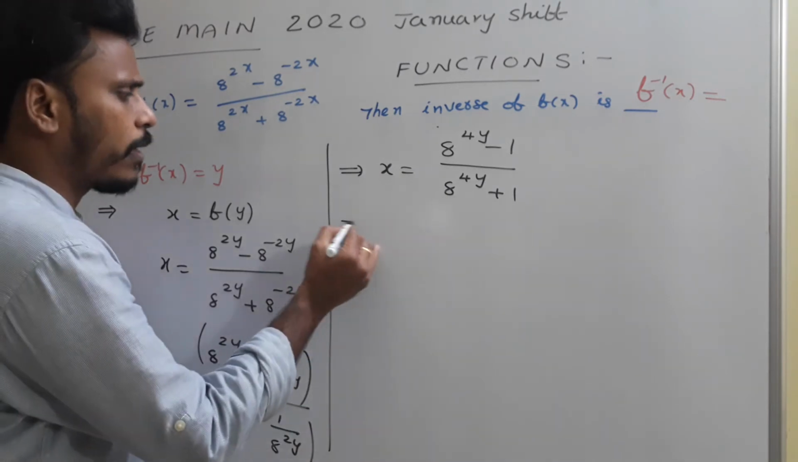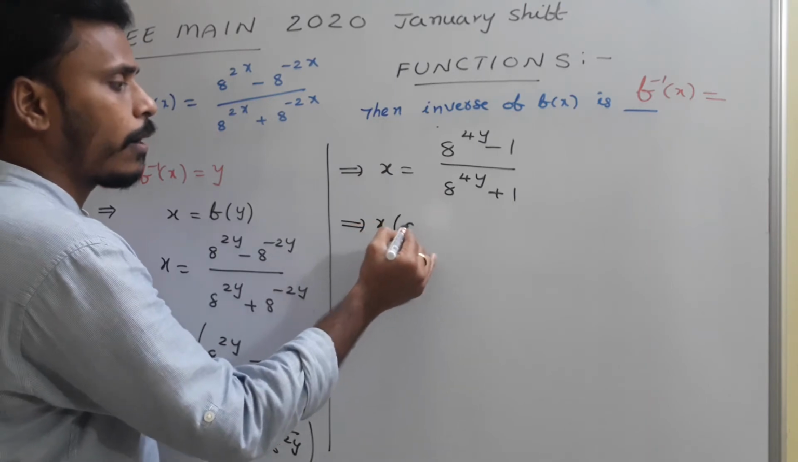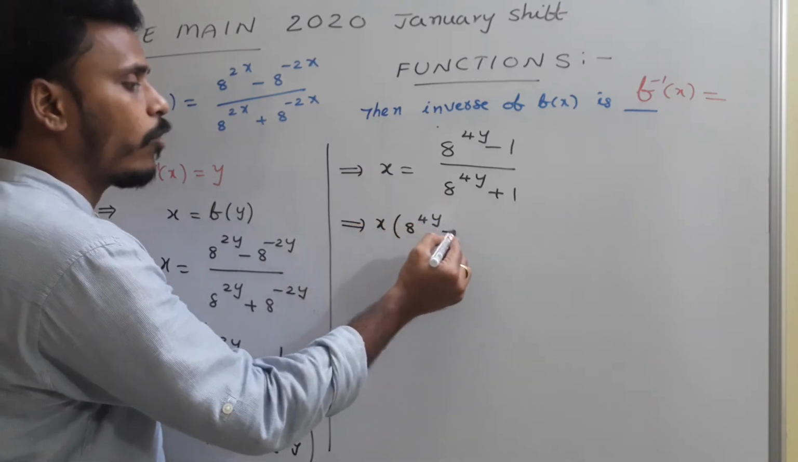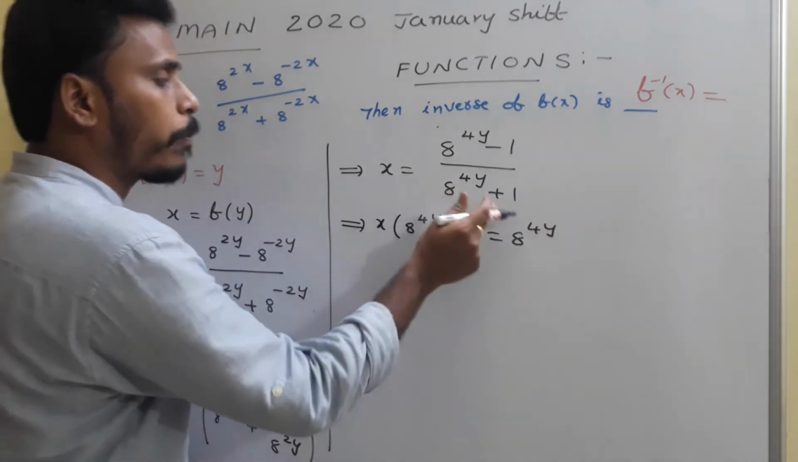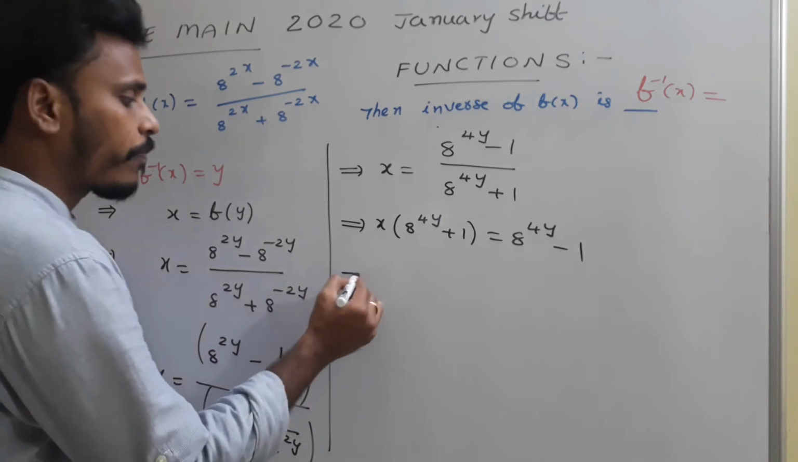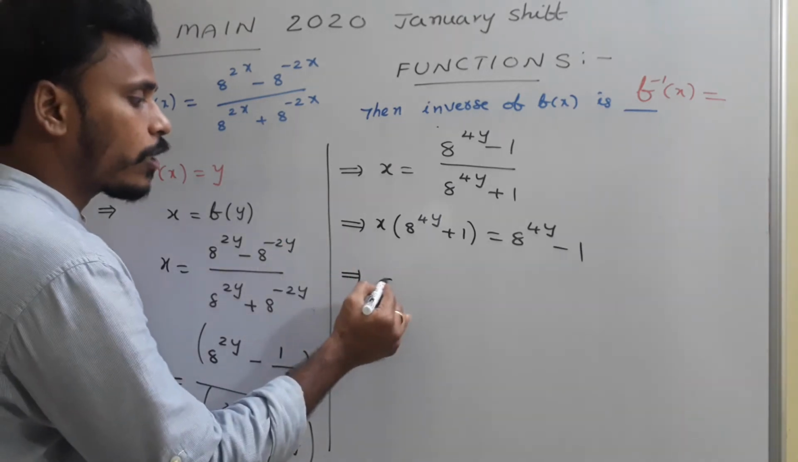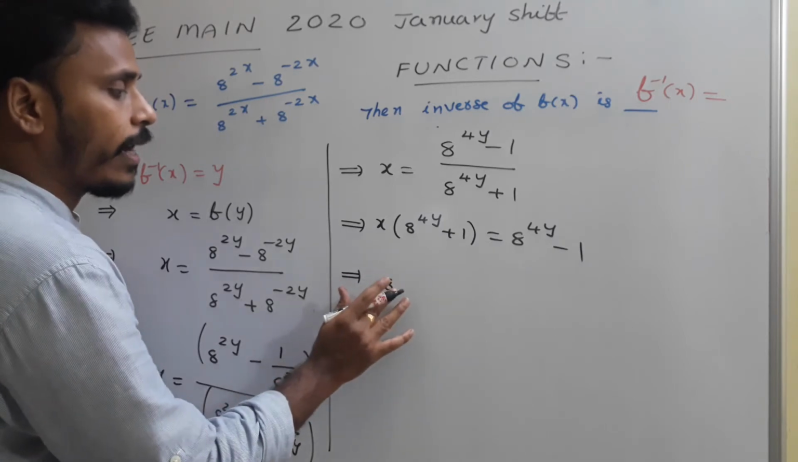You just do cross multiplication. What will happen? x into, our intention is to find y. Don't forget that target. x into 8 power 4y plus 1 is equal to 8 power 4y minus 1. We need y, so for that you just collect 8 power 4y on one side. Yeah, I will write it like this.